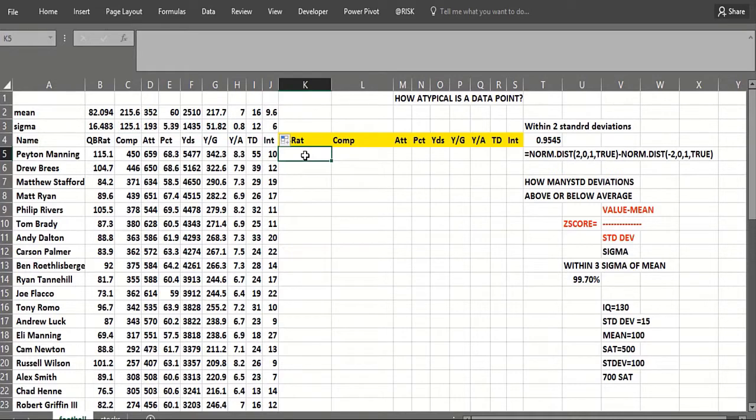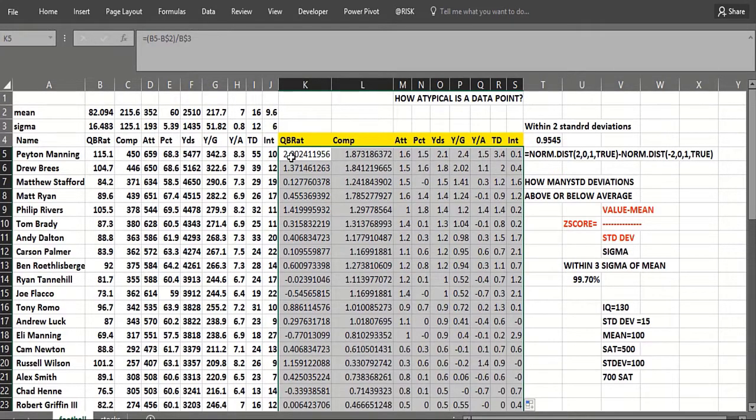Now to get the quarterback rating z-score, we would take the actual quarterback rating of 115 minus the mean. We need to put a $ sign on the 2 because we don't want the 2 to change. When we copy it down, the 2 has to stay still, but the B can change to a C. We divide by the standard deviation. The 3 must stay still. So 115 minus 82 is 33, divided by 16. That should be about a +2. Okay, now we drag that across and we can copy that down.